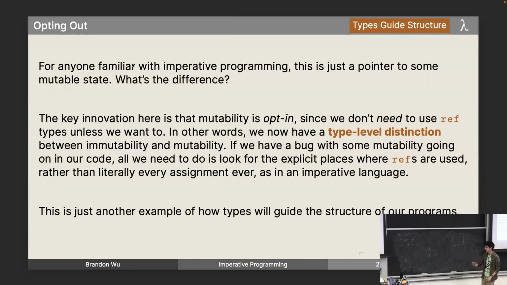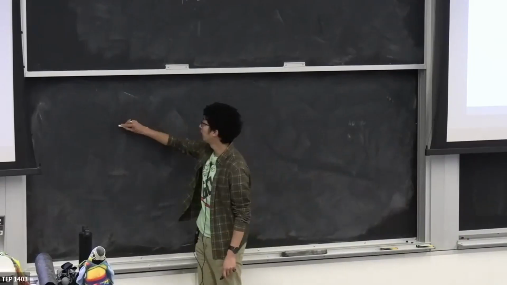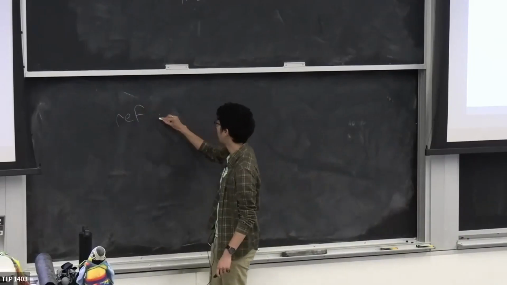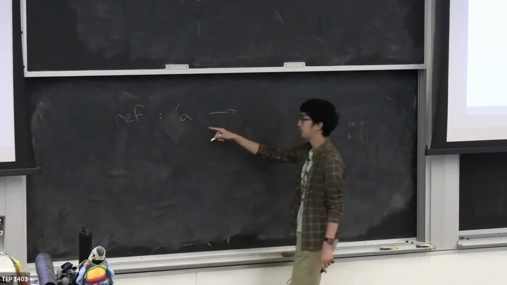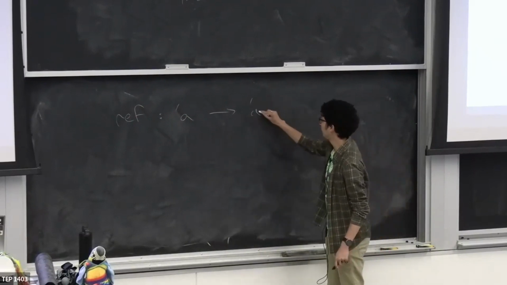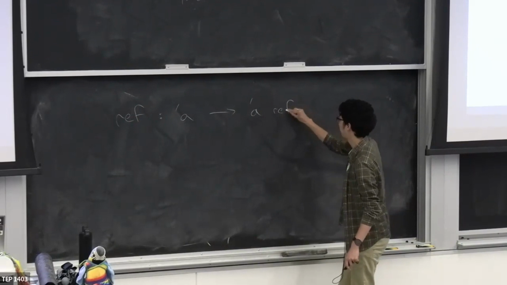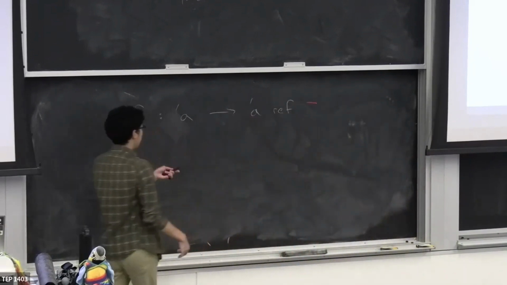So types guide structure. Who would have guessed? And that's the idea behind refs. There are a few primitives that are going to be useful for doing this ref thing, and they are as follows. The first one is actually a constructor called ref, takes in a value of some type alpha, and remember that polymorphism means this doesn't need to be alpha, it could be int or string or whatever, and then it promotes it to a value of type alpha ref. That is, it puts the value that it gets in a box.